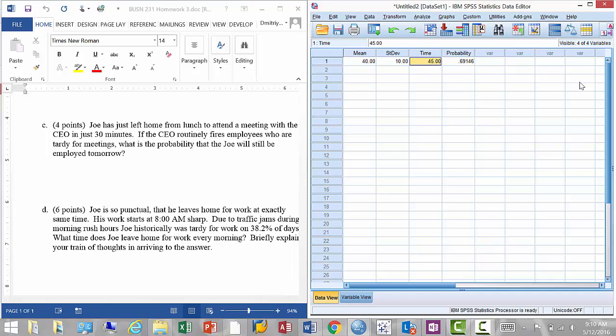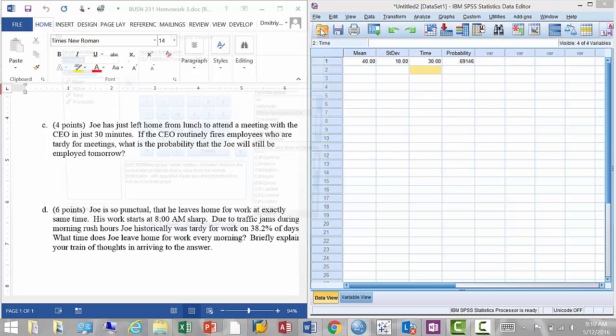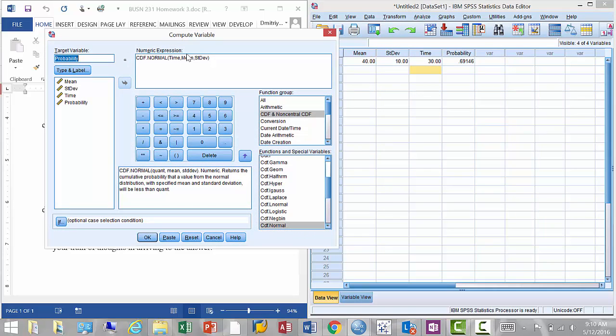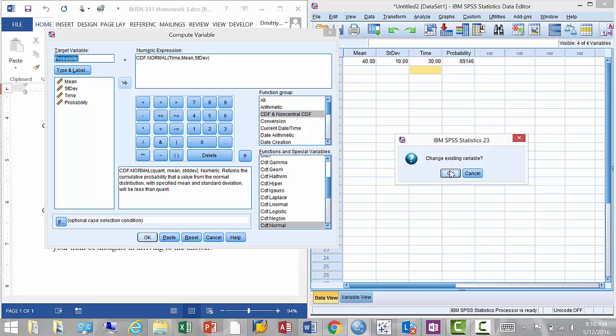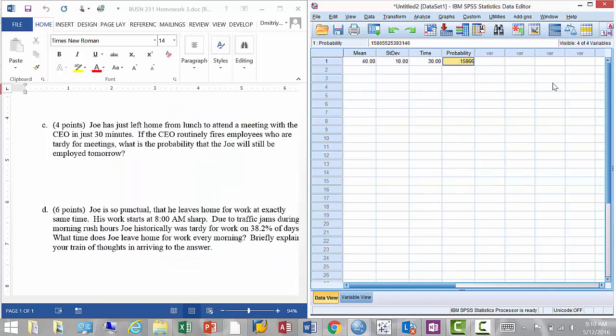So I'm going to change time to 30 and recompute the probability. I don't even have to change anything in terms of setup. I just go to compute variable and it's there already. CDF computes the probability, so click OK. All right, and there it is. So the chance that he will still be employed is 0.15866.